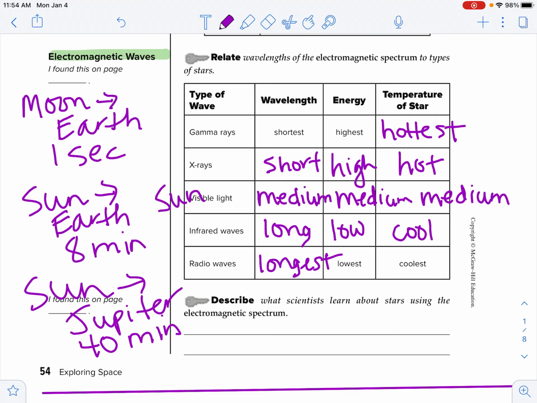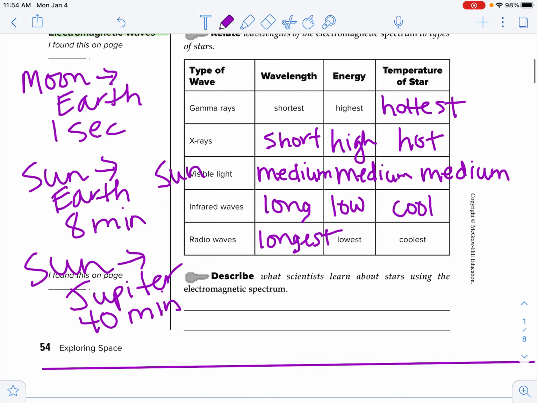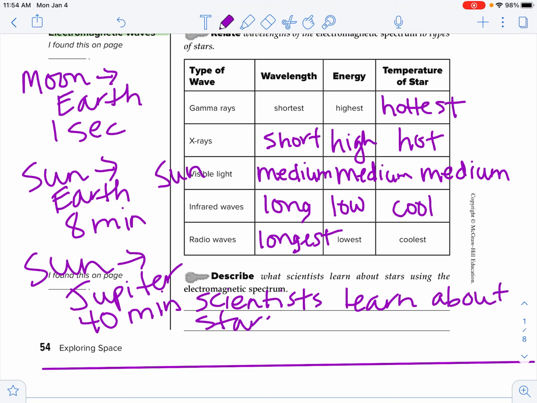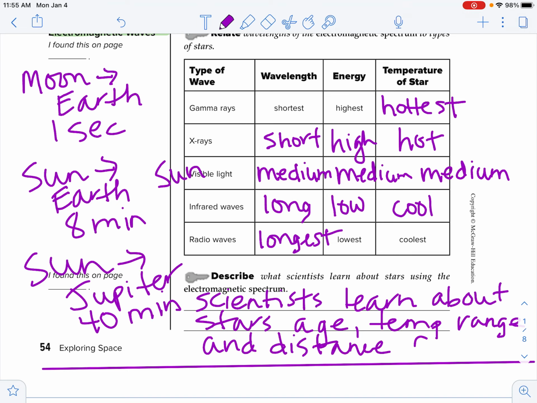Okay. So describe what scientists learn about stars using the electromagnetic spectrum. Okay, so scientists learn about the star's age, its temperature ranges, because remember, they are going to analyze the type of wave that's being emitted and then therefore can correlate that to a particular wave on the EM spectrum. The temperature range, and then distance from Earth. Okay, that's the last thing we are covering today.